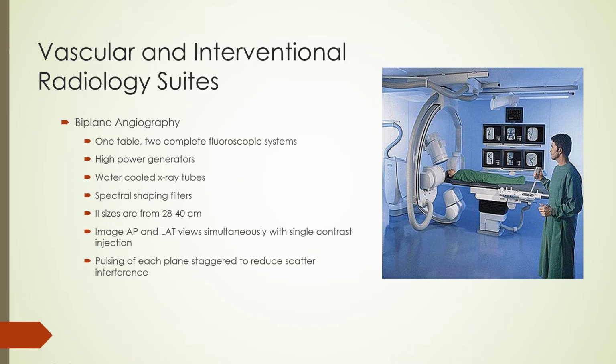Let's look at a few other fluoroscopy configurations. Vascular and interventional suites are typically equipped with more powerful generators with higher heat capacity and water or oil-cooled X-ray tubes. Typical image intensifier sizes range from 28 to 40 centimeters. The system shown here is a biplane angiography system with one table and two complete fluoroscopy C-arms. It is capable of imaging in the AP and lateral dimensions simultaneously with a single contrast injection. This means a reduced contrast burden for the patient. Pulsing of each plane is staggered, so scatter from one plane does not affect images from the other planes.